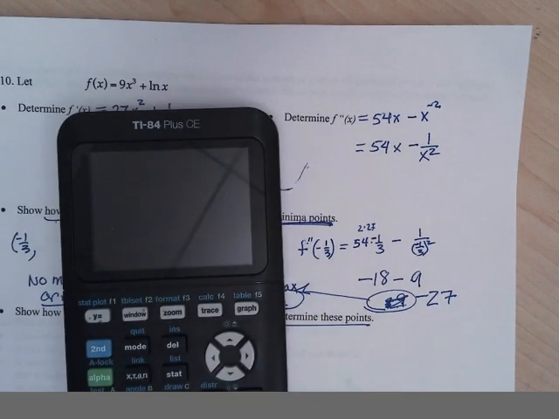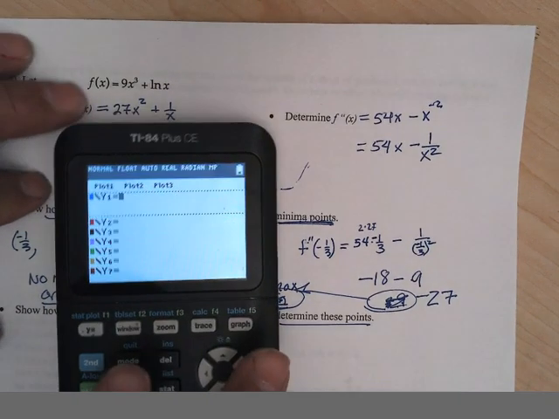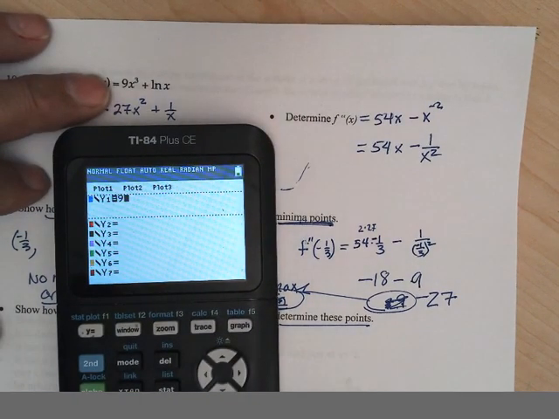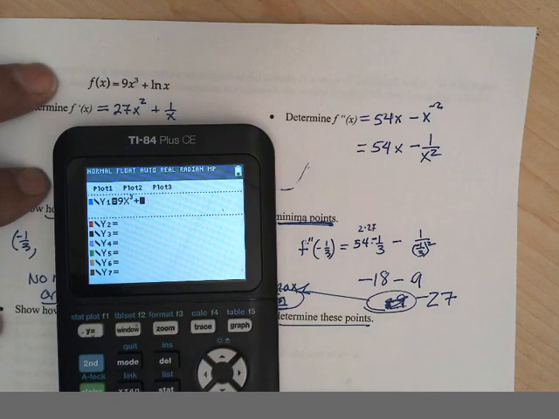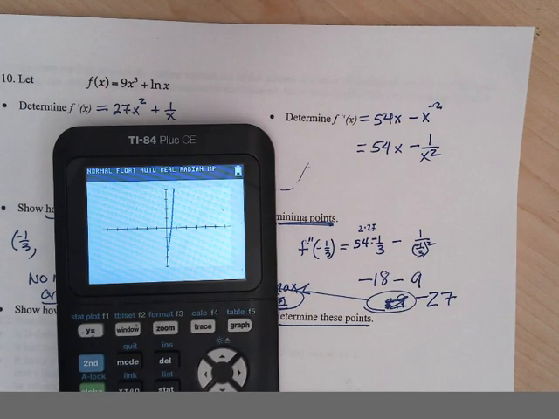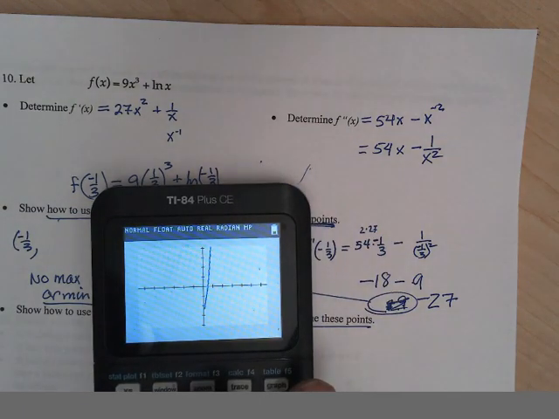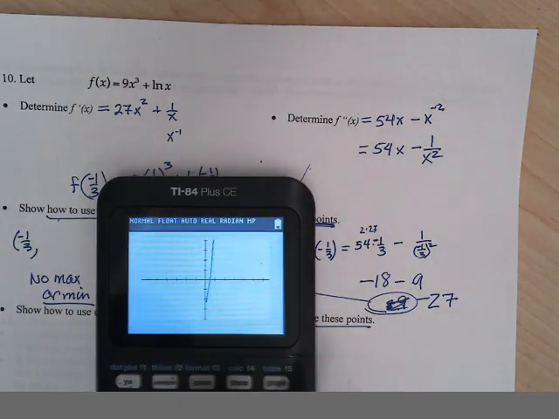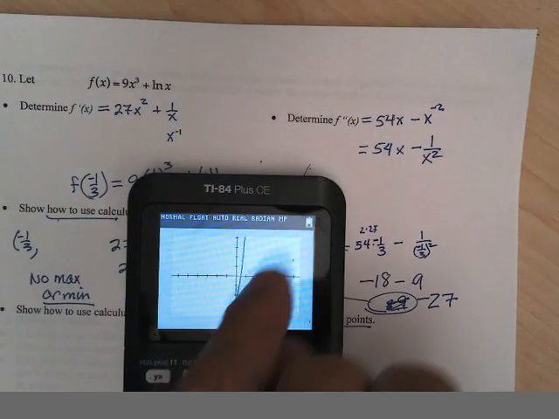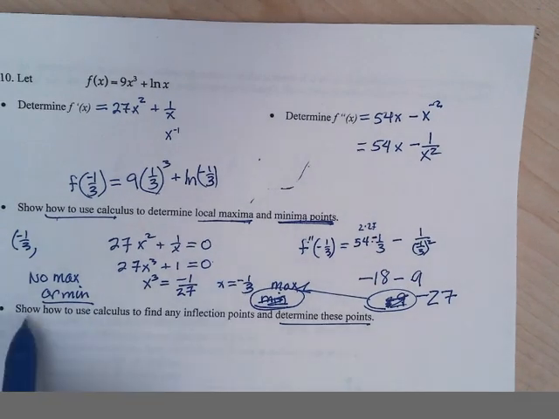Let's confirm that. Make sure I'm not making a mistake here. So I'm going to go to y equals, clear, and type in 9x to the 3rd plus ln x. And so there we have the graph. And it doesn't look like it has a max or min. There's no bottom or peak, no local max or mins.